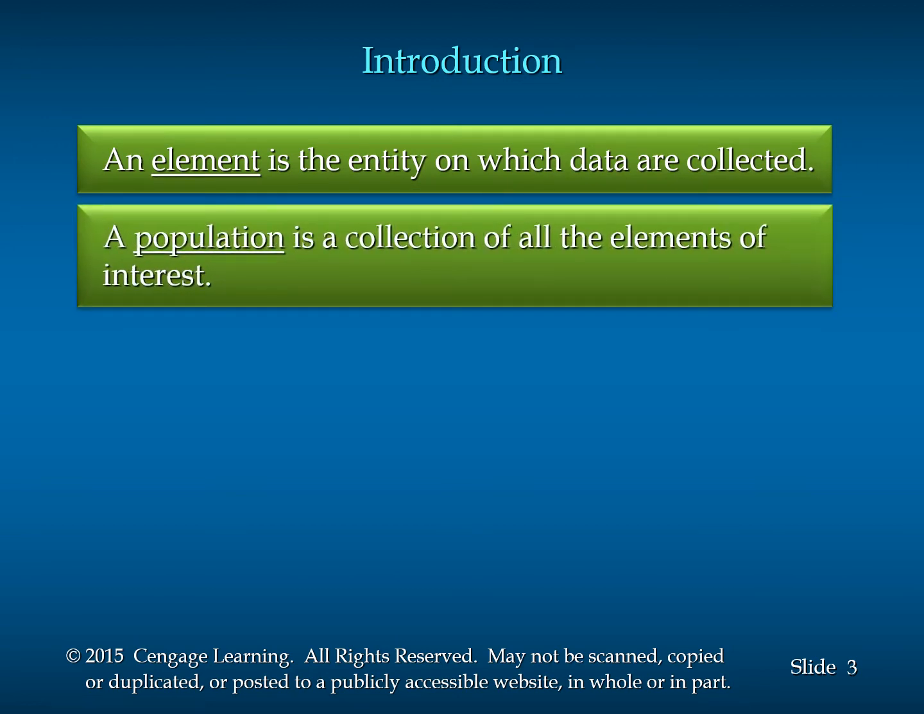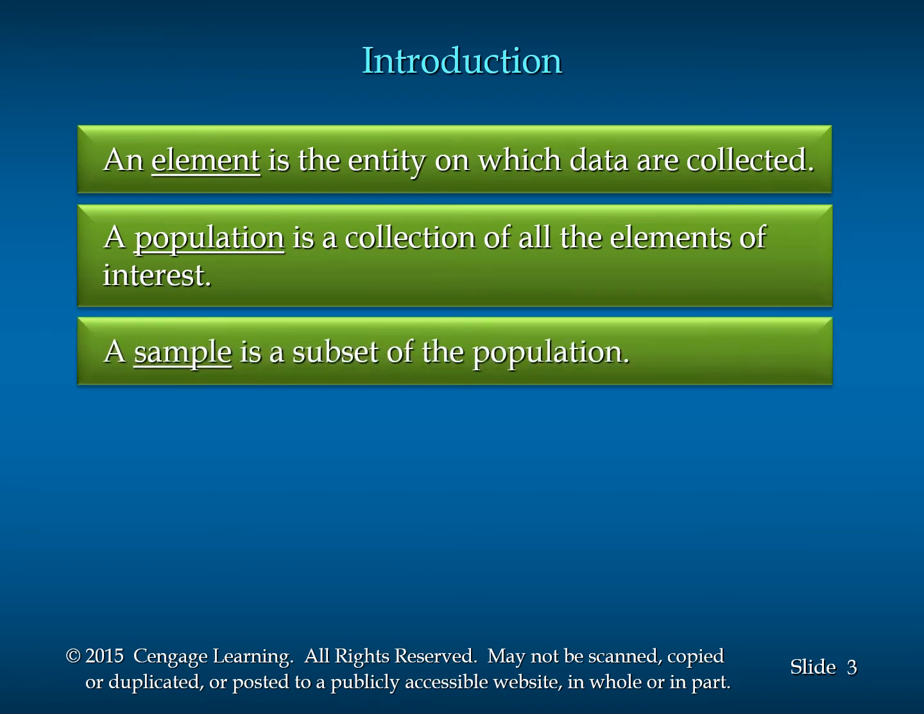An element is the entity in which data are collected, and a population is a collection of all the elements of interest. And a sample is a subset of that population.